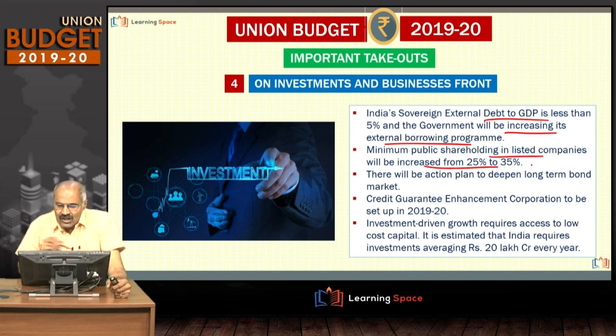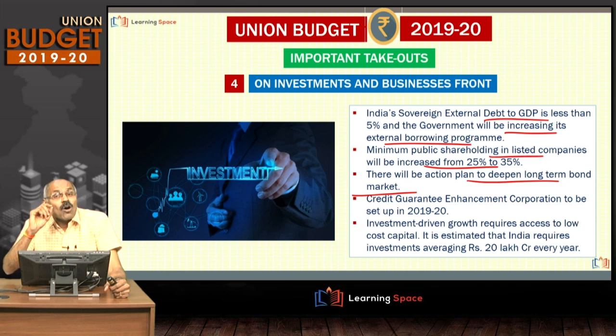Then minimum public shareholding in the listed companies. In the listed companies which are traded through the stock exchanges, at present, minimum public shareholding, meaning the shareholding by persons like you and me, is 25%, but now it is proposed to be increased to 35%. Why? Because when minimum shareholding is increased, then what happens? The liquidity will increase, right? Then there will be an action plan to deepen long-term bond market. Friends, India is lacking long-term bond market, and there is a need to give boost to the long-term bond market.